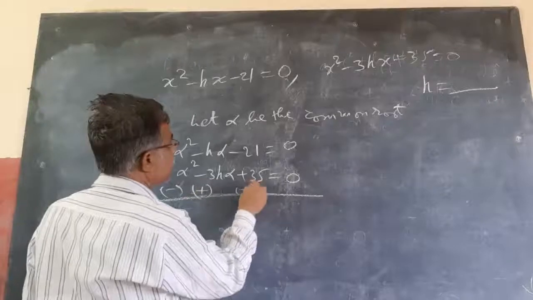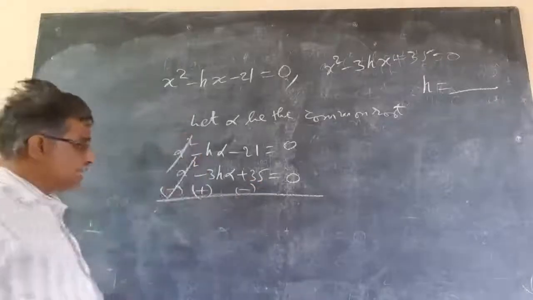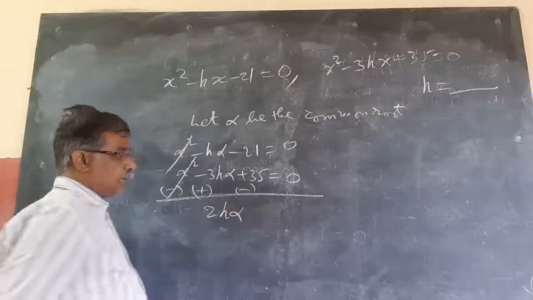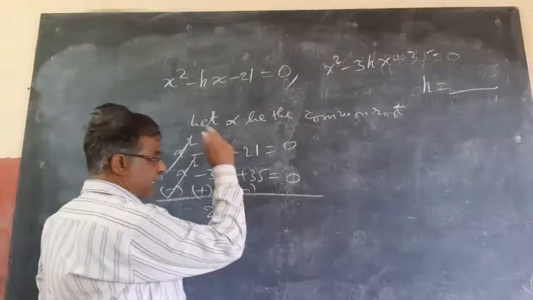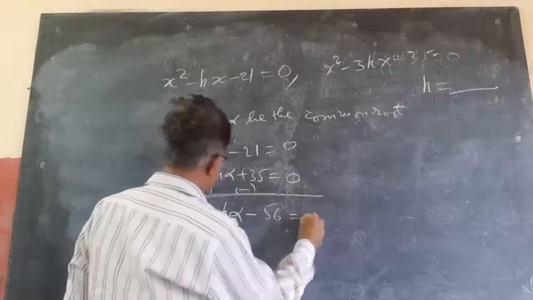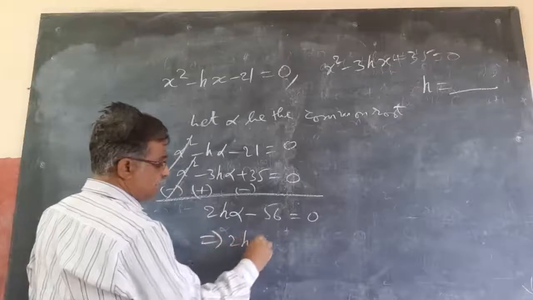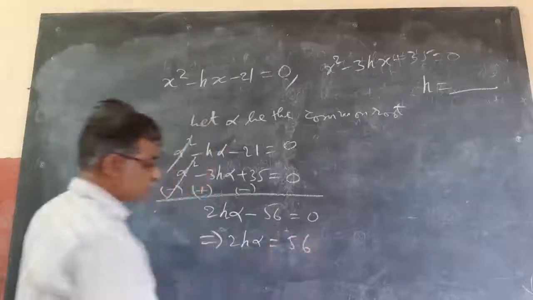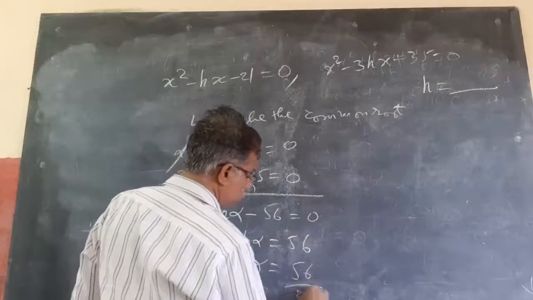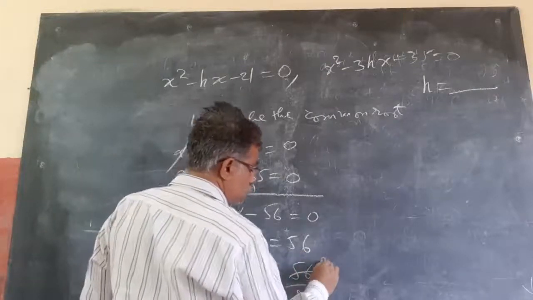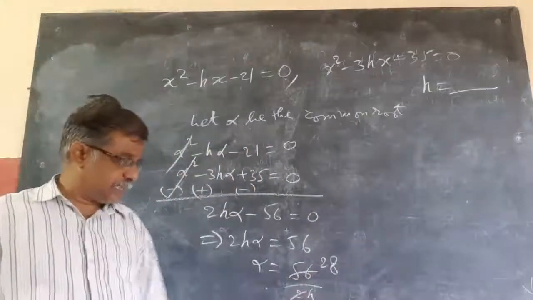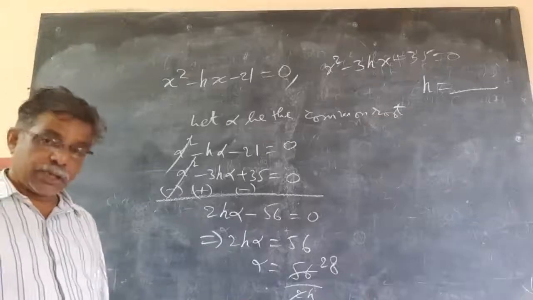So plus and minus alpha square cancel. 3h alpha minus h alpha is 2h alpha, and minus 21 minus 35 is minus 56, equal to 0, which implies 2h alpha equal to 56. So what do I get? Alpha equal to 56 by 2h, which means alpha equals 28 by h. I got it.